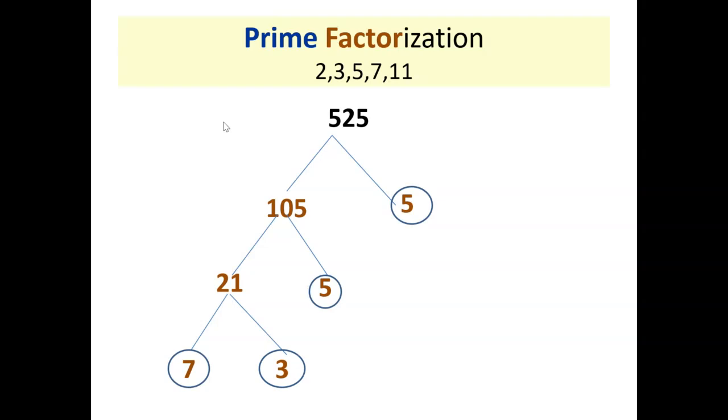So now you stop. You see that the combination that 525 has is a unique combination of 1 3, 2 5s, and 1 7. There is no other combination possible with 525. So hopefully you can try some more examples on your own to understand prime factorization further.